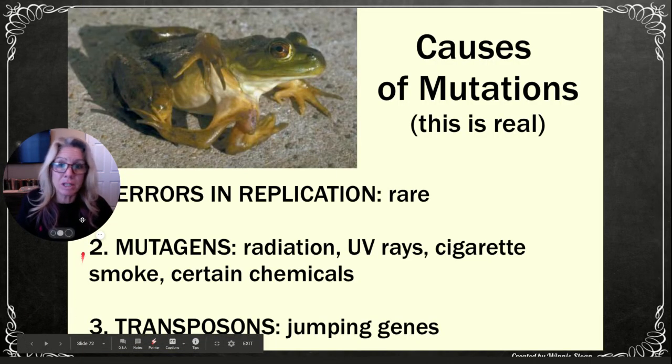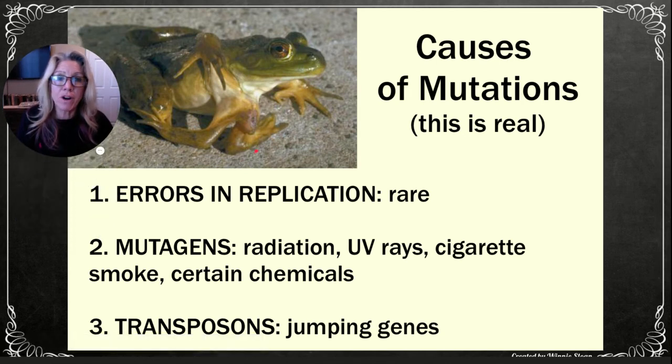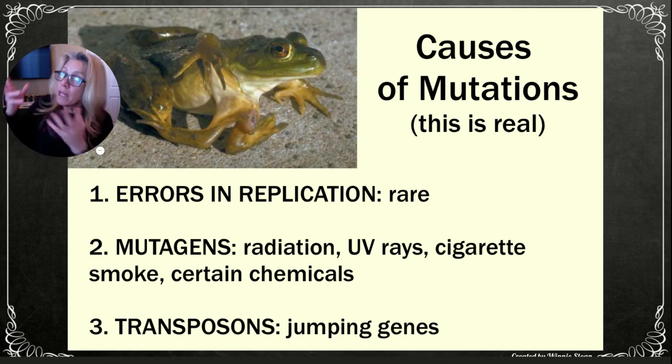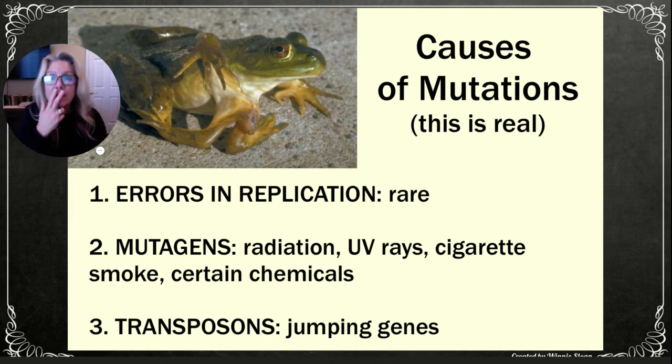So what causes mutations? Well, here's a mutation in a frog, okay? So you could have errors in replication. Somehow when your DNA was replicating, you screwed up, and that's where the mistake happened. Or your DNA could be exposed to mutagens, like radiation from the sun. That's why you wear sunscreen, right? Cigarette smoke, hello, that's a mutagen. Multiple mutagens in cigarette smoke, and vaping, so don't do it.